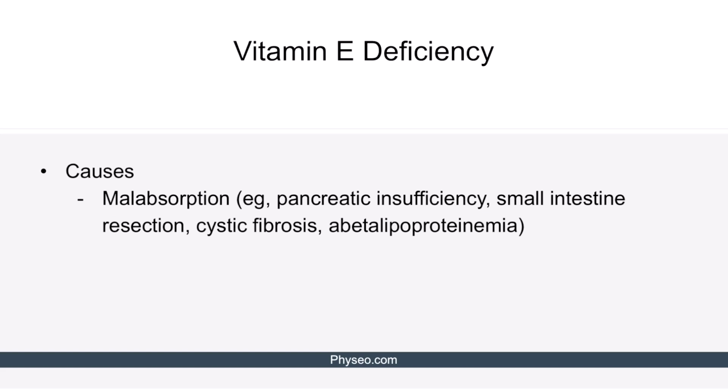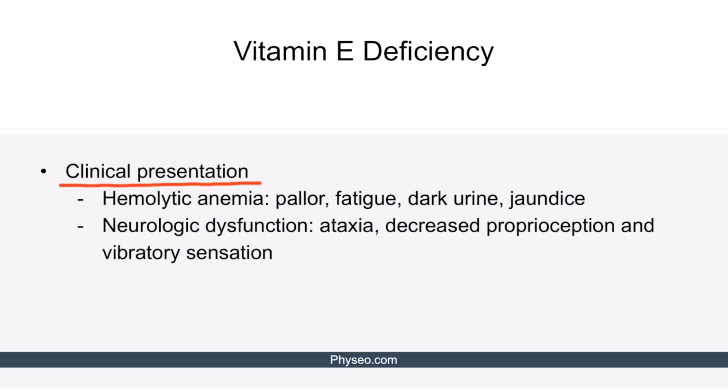Let's continue with vitamin E deficiency and discuss its causes. The main cause, as in most fat-soluble vitamins, is poor intestinal absorption that occurs in settings of pancreatic insufficiency, small intestine resection, cystic fibrosis, and abetalipoproteinemia. Let's recall that abetalipoproteinemia is an autosomal recessive condition which presents with severe fat malabsorption, retinitis pigmentosa, spinocerebellar degeneration, and acanthocytosis. The clinical presentation of vitamin E deficiency is marked by hemolytic anemia and neurological dysfunction.